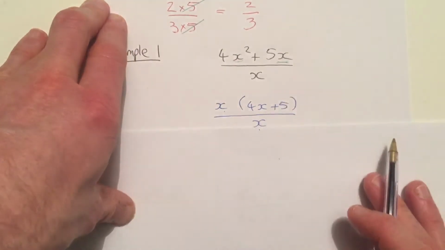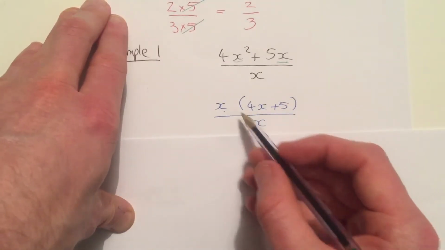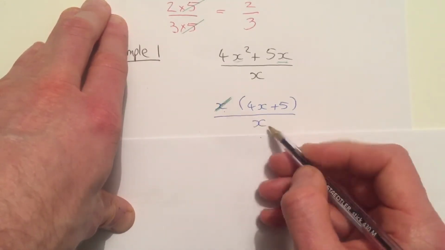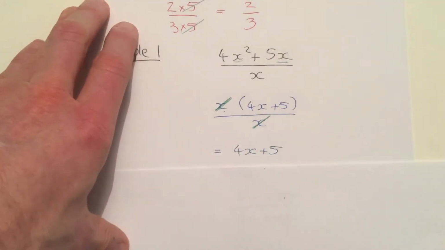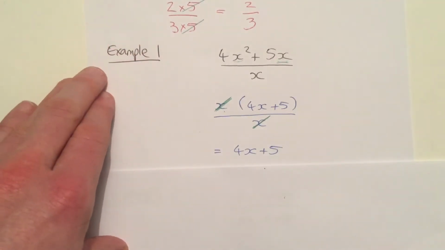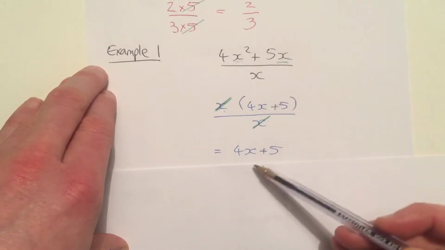The denominator, there's nothing I can do with that. Now I can see that x is my common factor on the numerator and the denominator, so that cancels out, and I just get left with the 4x plus 5. So if I simplify this algebraic fraction, I get this.